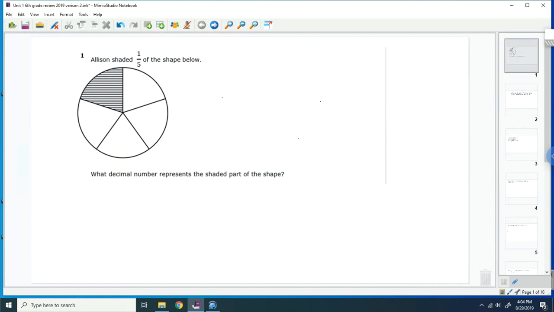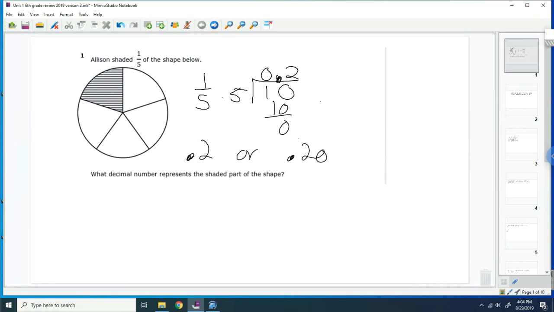Allison shaded 1/5 of the shape below. What decimal would represent this fraction? So we have a fraction of 1/5. One way to change this to a decimal is to divide it. So you're going to divide 5 into 1. Well, 5 can't go into 1, so you add a decimal and another 0. 5 goes into 10 twice. So your answer is 0.2, or you can even write it as 0.20.